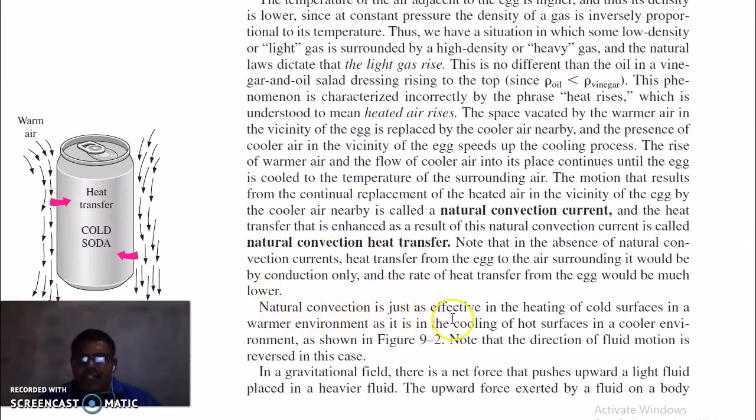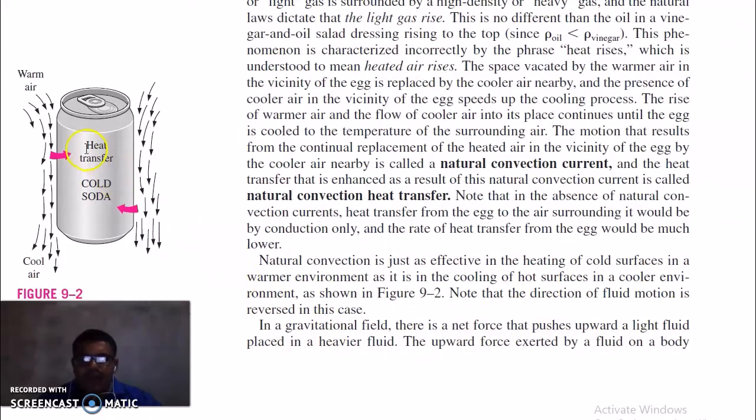Natural convection is just as effective in the heating of a cold surface in a warm environment as it is in the cooling of a hot surface in a cooler environment. You can see here, if warm air comes into contact with the cold can, its temperature will drop, its density will increase and it will go down.